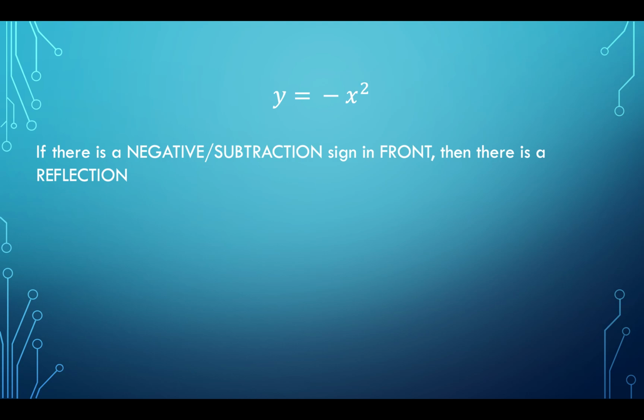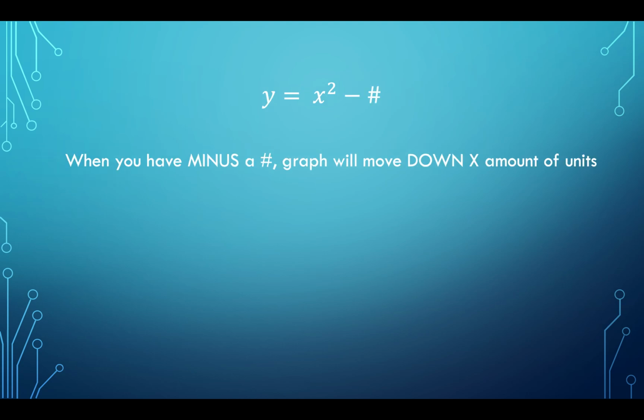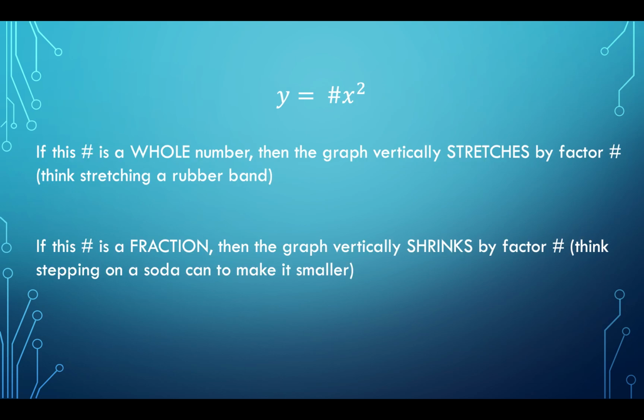So it can reflect, and then it can either move up or down, and you can either stretch or shrink vertically. Later on, when you get to Algebra 2, and if you ever take pre-calculus, it can start doing horizontal shifts, but we're not going to worry about the horizontal. Right now, just think vertically.